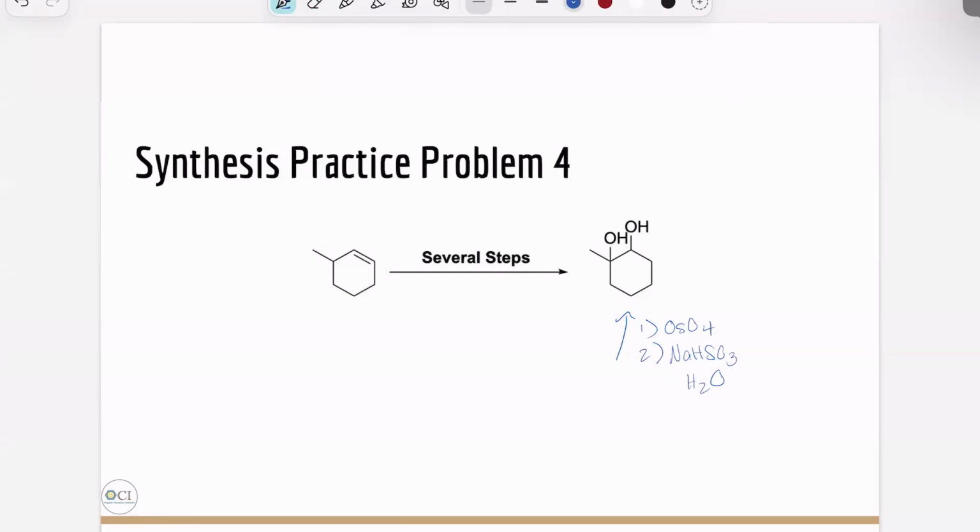Wait, why? Why are? Because we have these two alcohols. What do you mean? Wait, what? I'm lost.